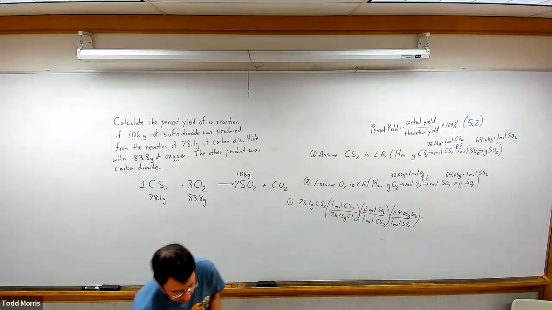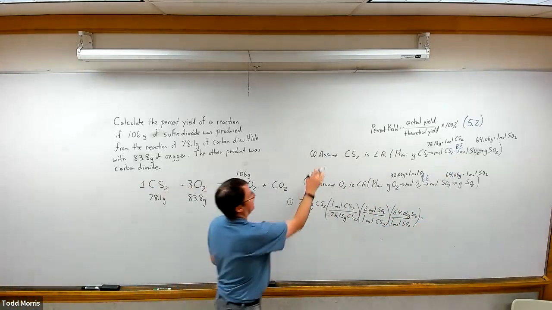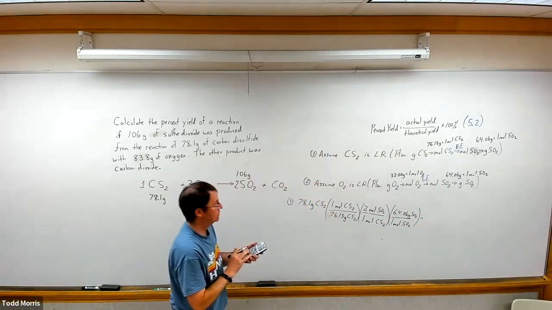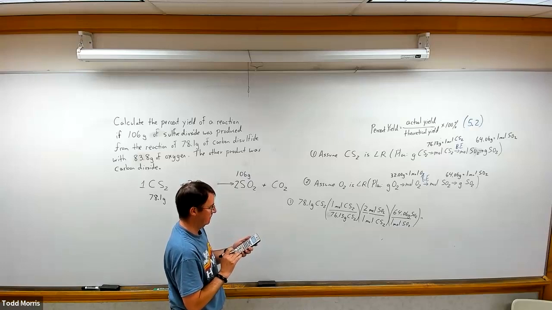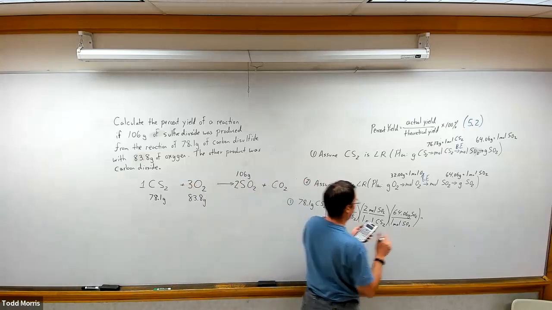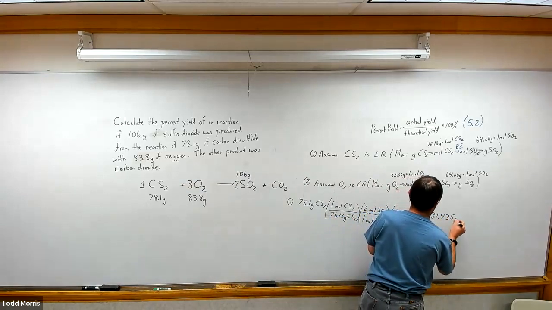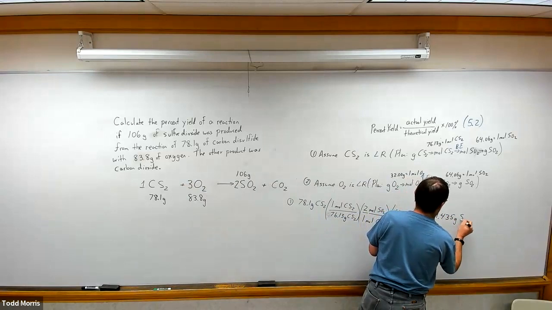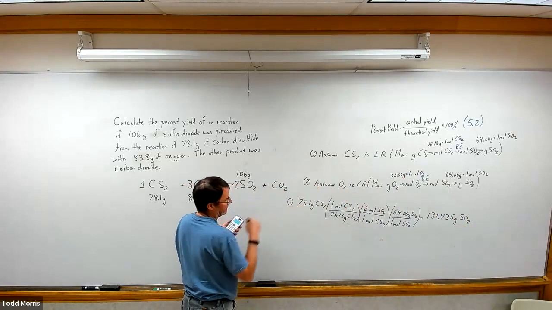Now we can calculate to predict how many grams of SO2 we should produce, assuming that this is correct, that the CS2 in fact will run out first. So 78.1 times 2 times 64.06 divided by 76.13 gives us the value of 131.435 grams of SO2. That's how many grams of SO2 we should produce if this in fact is the limiting reactant.